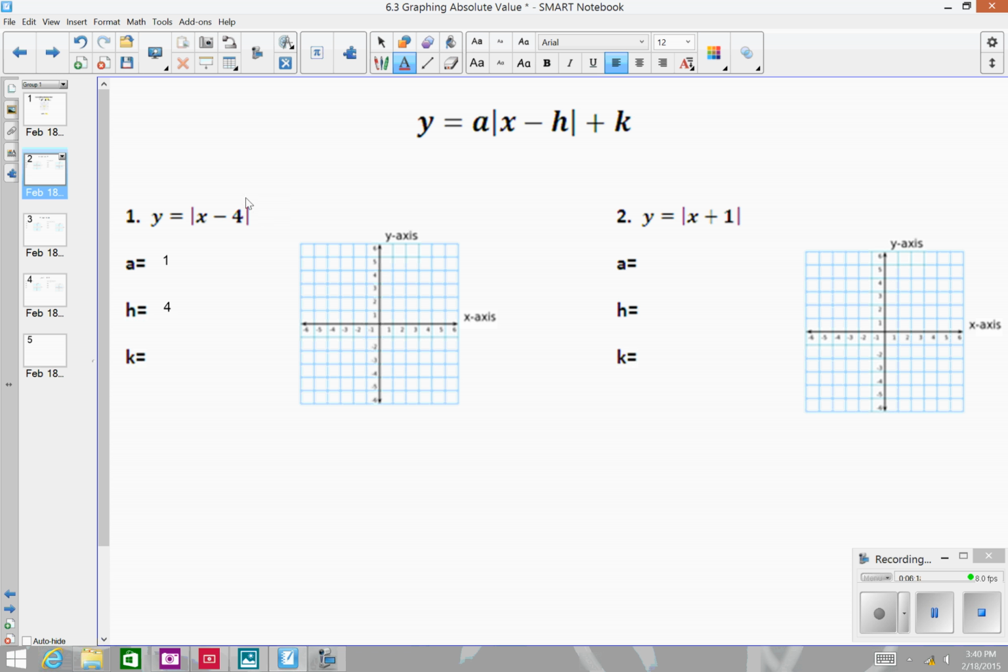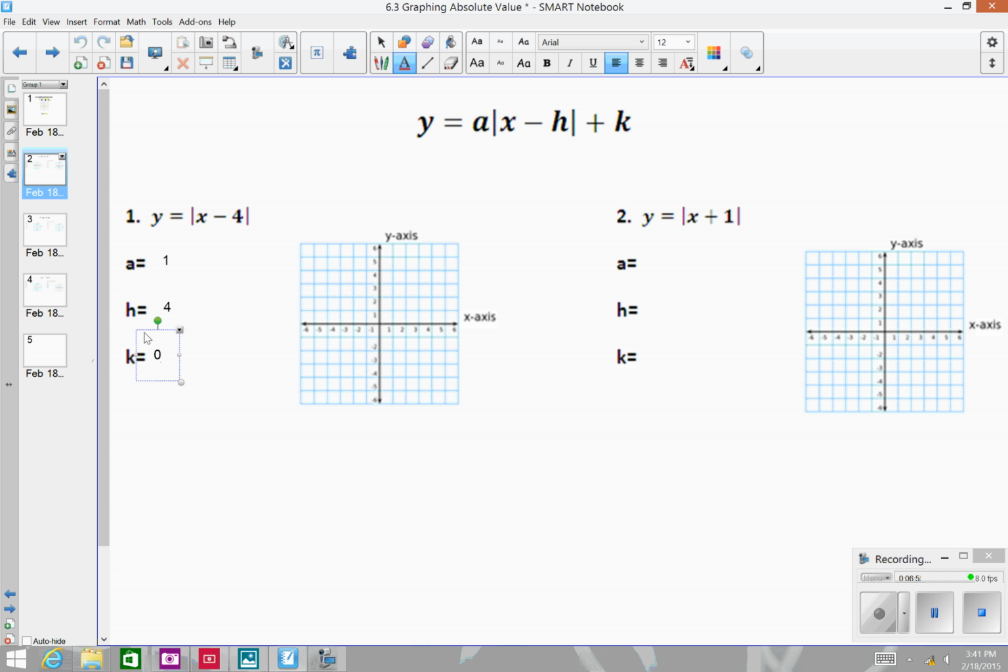Now our K value is what is being added or subtracted outside the absolute value brackets. In this case, you don't see anything. And when you're adding or subtracting a number that you don't see, what number is that? Would it be a 1 or would it be a 0? Now think about it. If you're adding a 1, it would say plus 1. But since it doesn't say plus 1, it has to be plus 0. So if the K value is not there, the K value is going to just be 0.